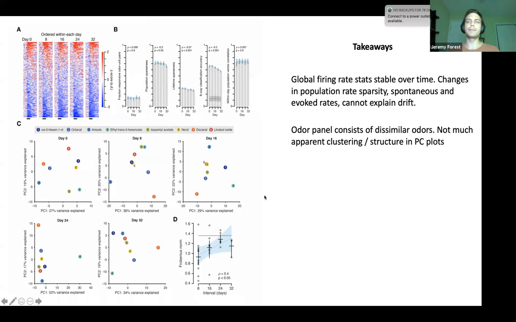For the PC mapping, did they use the first PCs of the first day to map the other days, or did they recalculate the PCs each day, the axes? They recalculate each day. Okay.